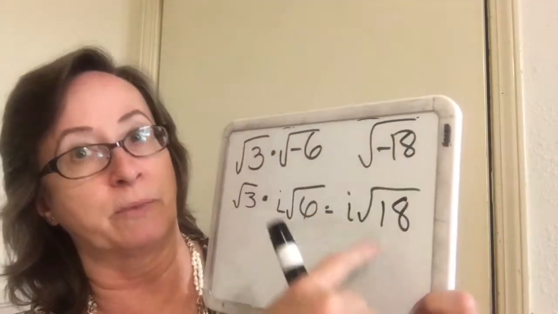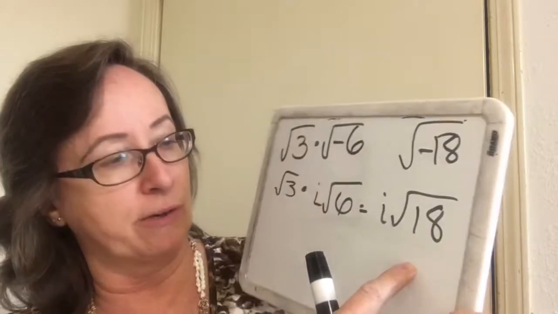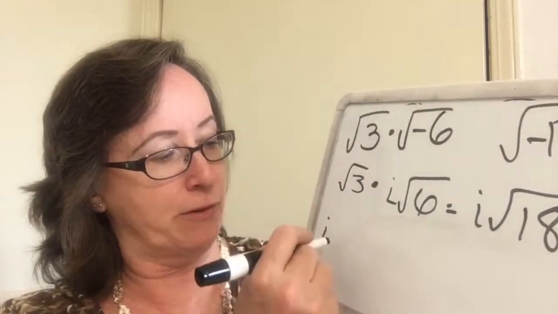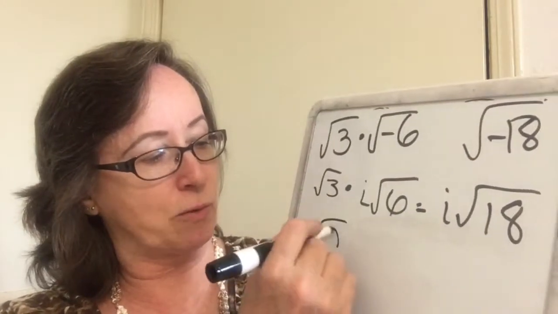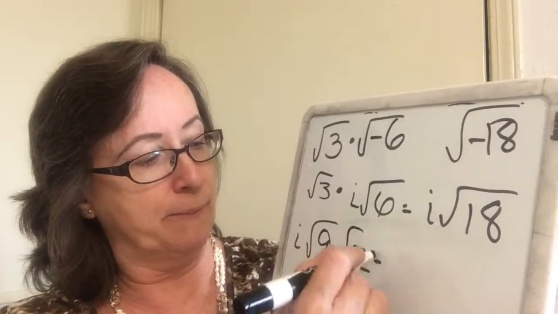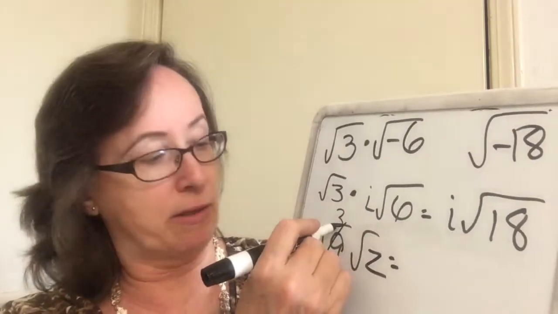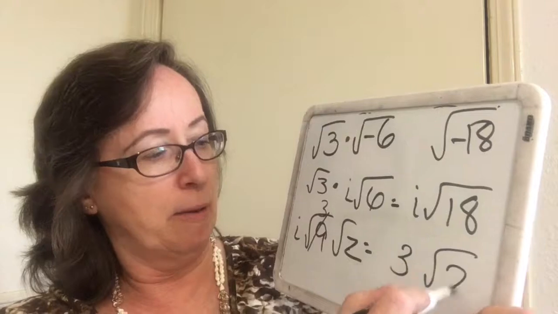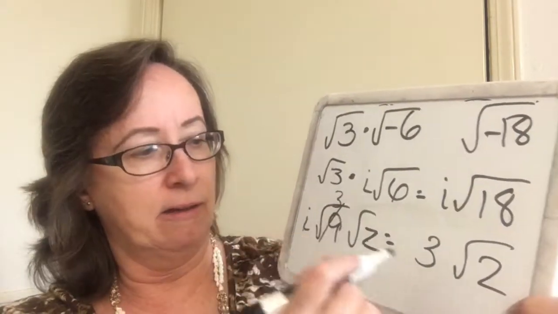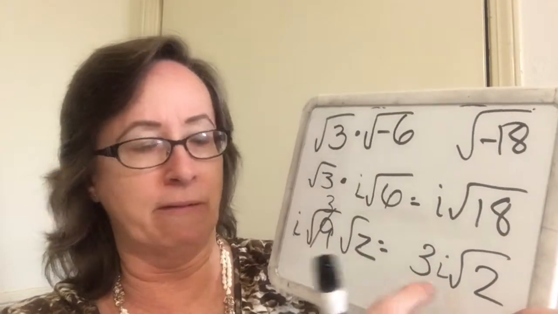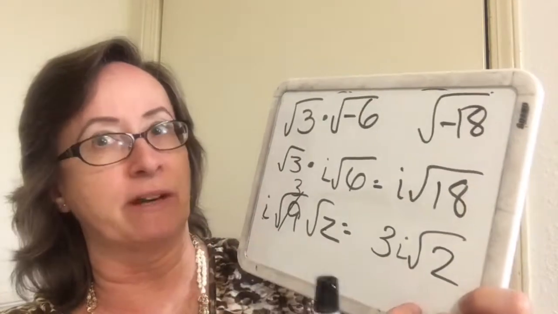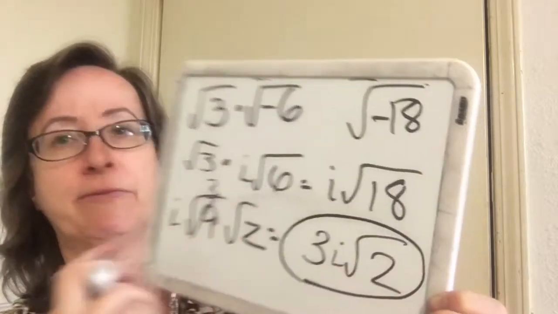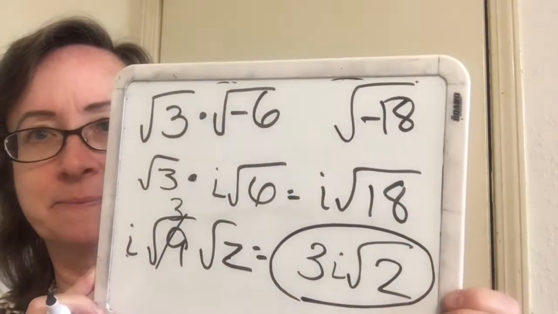And notice that this one will simplify to i square root of 18. But square root of 18 can simplify further. So we're going to break that up into the square root of 9, the square root of 2. And the square root of 9 becomes a 3, so 3 square root of 2. And then where will I tuck my i? Right before my radicals. So I would not put the i in front of the 3. It's 3i square root of 2 would be the final answer on that one.